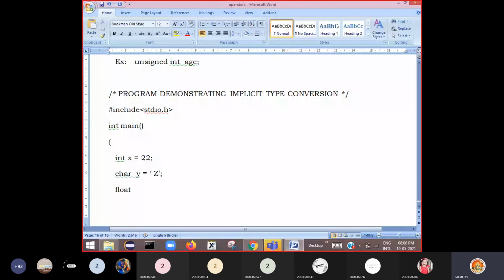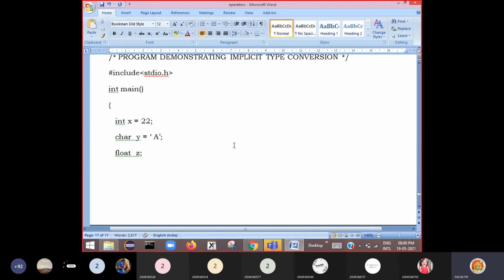Then I am using a floating point variable, float, with a variable name Z. Otherwise, I'll first show some calculation here. So I have a variable x with value 22, a character variable y, and a floating point variable z without any value here.